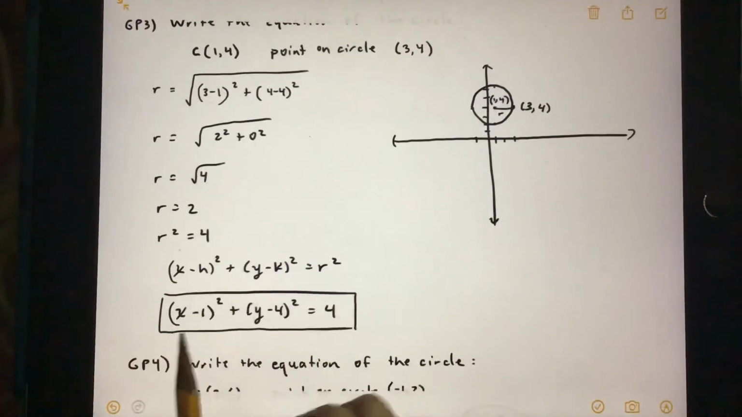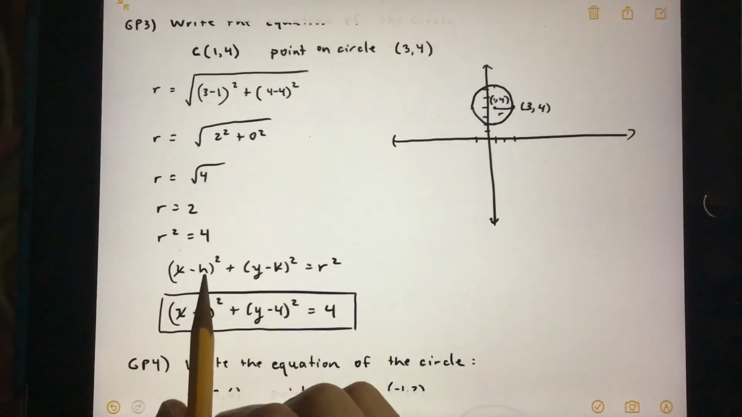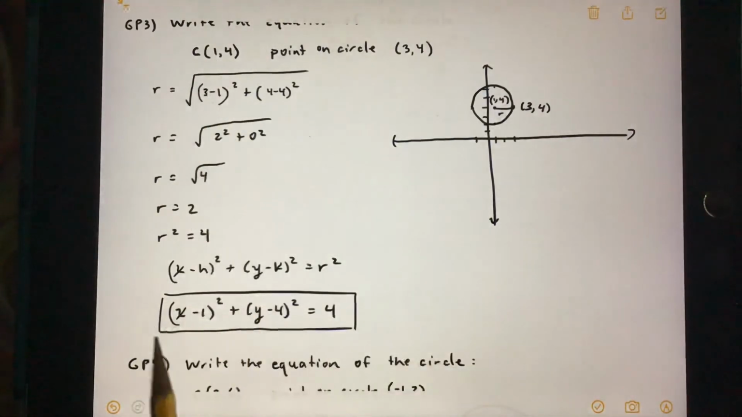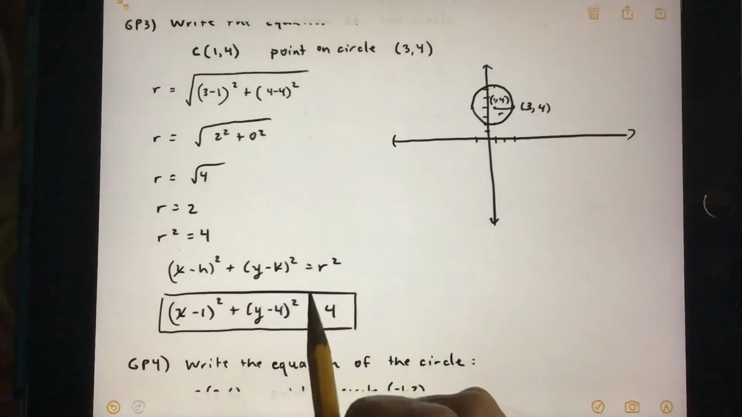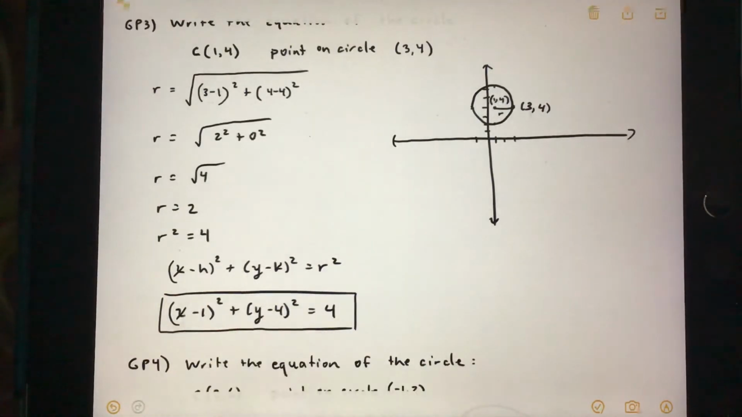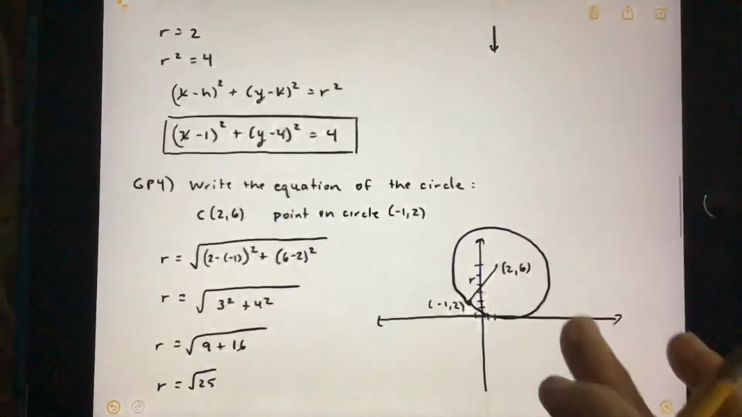All right, now I'm ready to write my equation. Here's my general form. So my h is going to come from my center, which is 1. So (x minus 1) squared plus (y minus 4) squared is equal to 4 for my radius squared. Done. I got to practice 4, right?